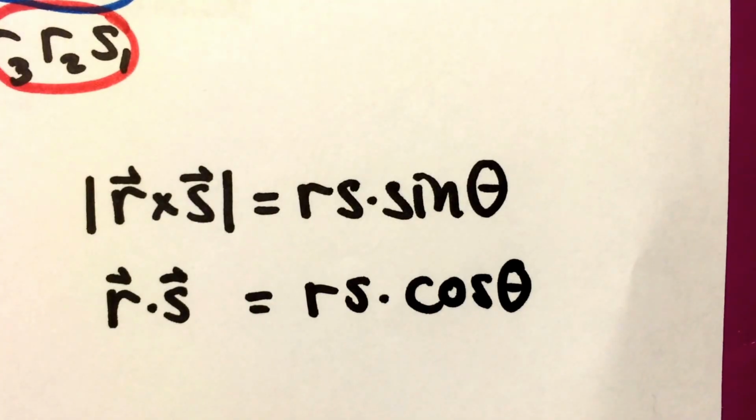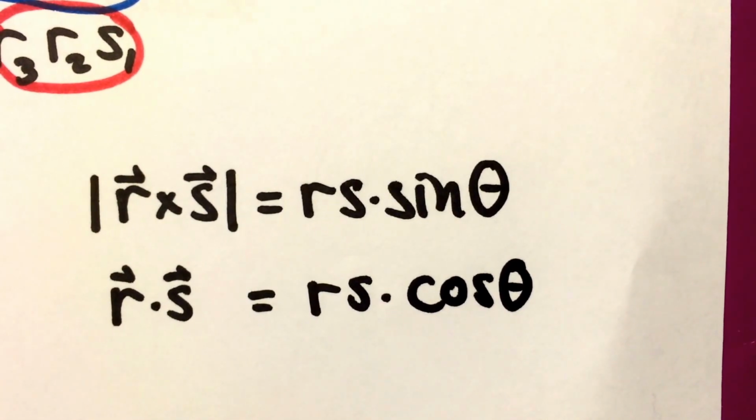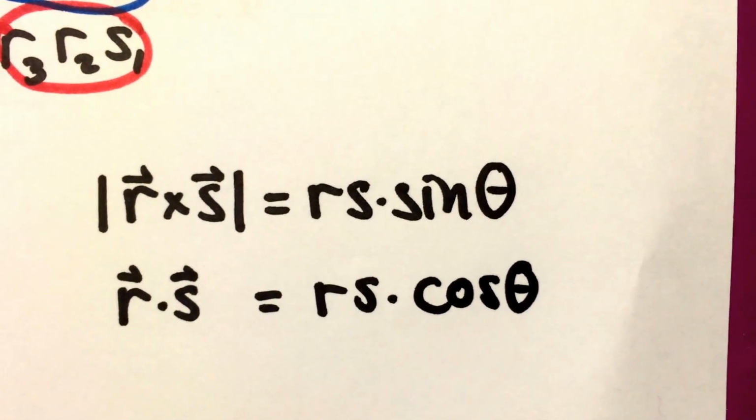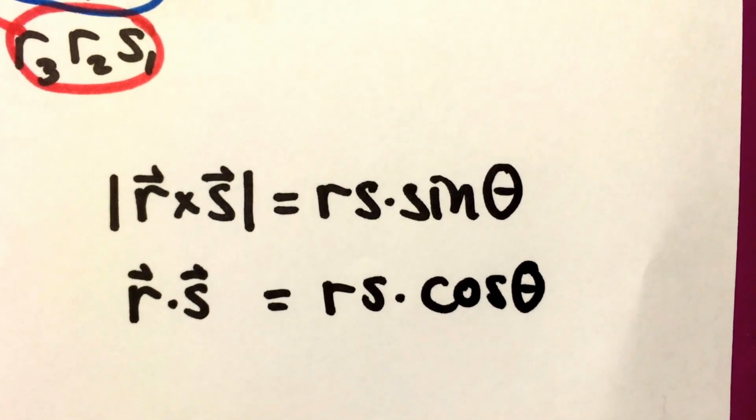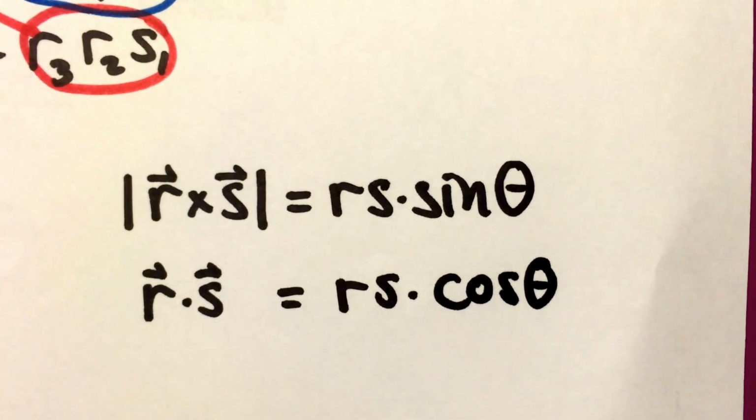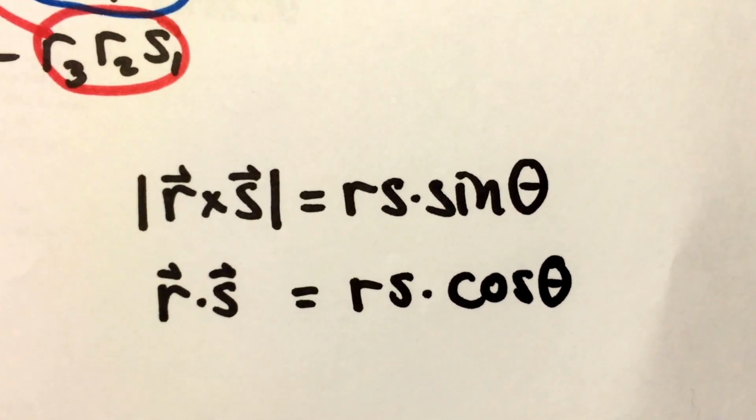Another useful property of the cross product: if you take the magnitude of R cross S, what you get is the product of R and S's magnitudes times the sine of the angle between them. And this is analogous to the dot product's relationship to the cosine of the angle between R and S.